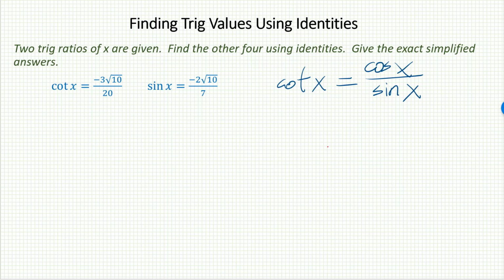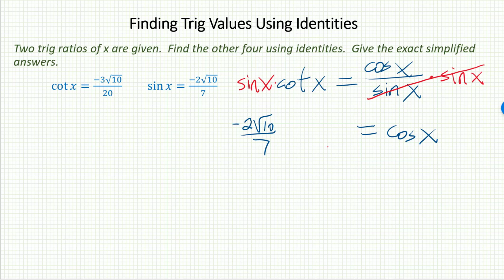Now I have a couple of choices here. I can either take this identity and algebraically manipulate it so that cosine x is by itself, the one I want, or I can put the ratios in now and solve for cosine x. It doesn't really matter. This one looks appealing to me to go ahead and just manipulate it a little bit. If I multiply both sides here by sine x, then on the right the sine x's cancel and I basically have what I want. I have cosine x equals sine x times cotangent x. Great. Well, I have those two ratios, so I can just plug them in and get my answer.